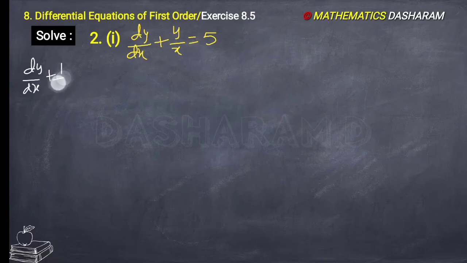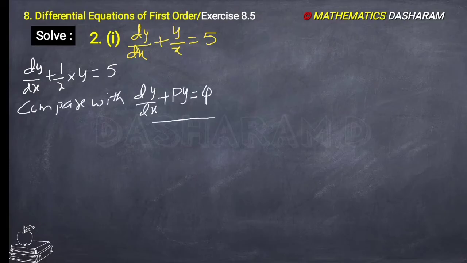So here dy/dx can be written as dy/dx + (1/x)y = 5. Next, compare with the standard form. This is the standard form for a linear differential equation of the first order. Next I am going to find the integrating factor, that is e to the power of integration of p dx.